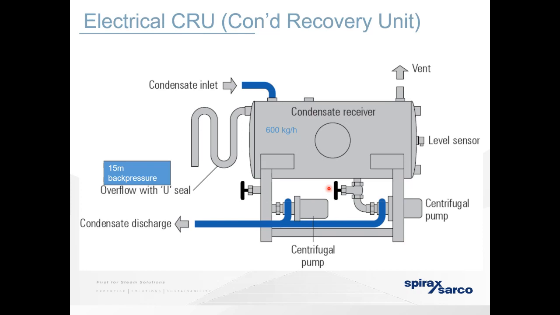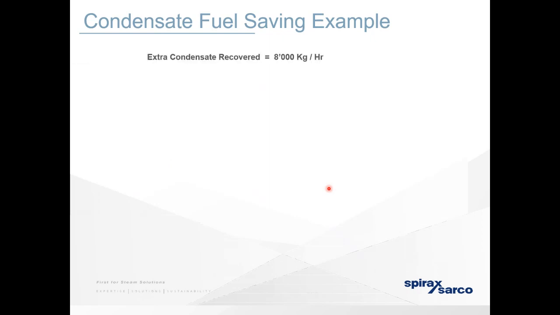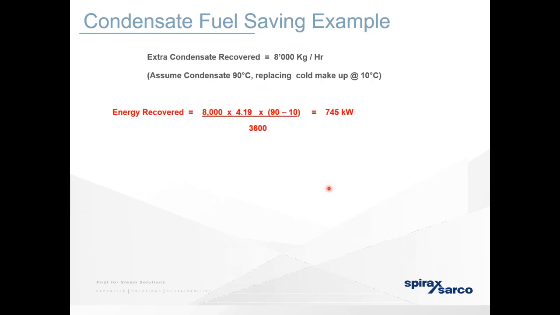No questions? Okay. So let's talk about the actual costs that we can do. Extra condensate recovery, say it equals 8,000 kilograms an hour. Assume condensate at 90 degrees and replacing that water from cold makeup at 10 degrees. So energy recovered would be 8,000 times 4.19, that's the kilojoules per kilogram, times 90 minus 10, that's the temperatures, divided by 3600, equals 745 kilowatts of energy.